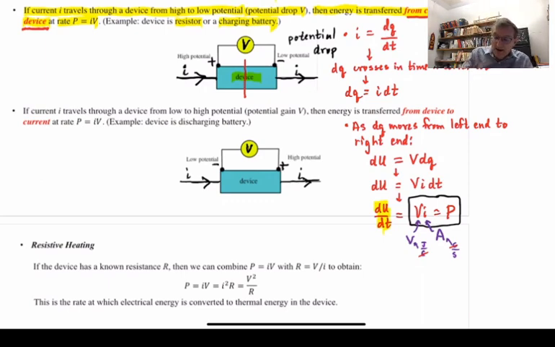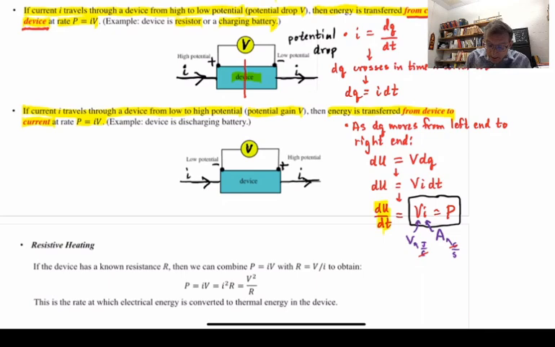Now what we have is the current I traveling through the device from low to high potential. In other words, it's a potential gain, V. So the positive charges in the conventional current, as they move from left to right, are gaining energy. In other words, energy is transferred from the device to the current. That's the direction of the energy transfer. It's still at the rate P equals IV, but it can happen this way too. So the direction of the energy transfer can be from the device to the current. The device can be giving energy to the current.